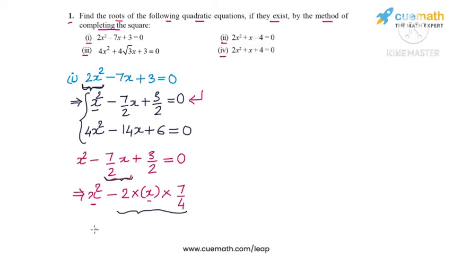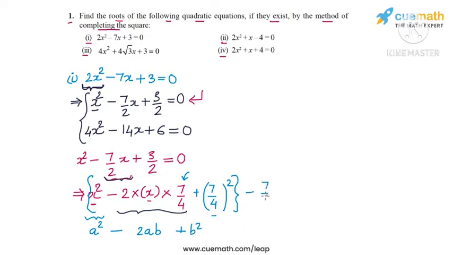So now what do we have? We have an a square term. We have a minus 2ab term. And what we need now to complete the square is a b square term, where b is 7 by 4. So now I can introduce this new term, 7 by 4 whole square, and this combination of terms will now be a perfect square. But because I have introduced this term, I will also need to subtract it. So we have minus 7 by 4 whole square, and then we have this original constant term 3 by 2, equal to 0. So this is how I can complete the square.